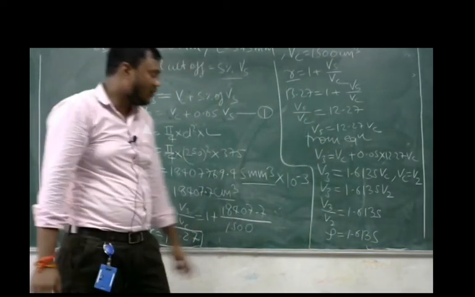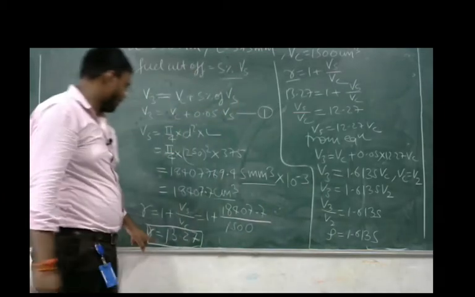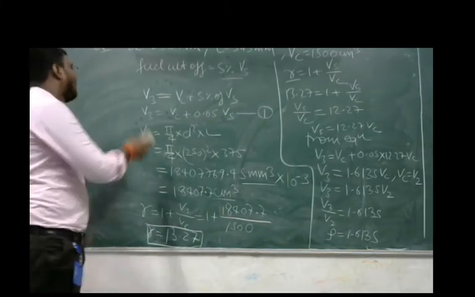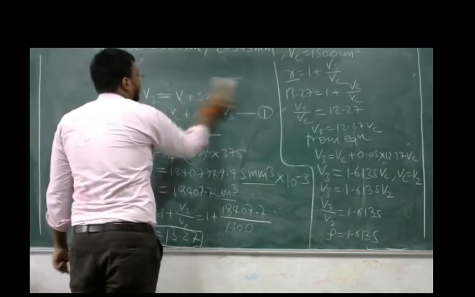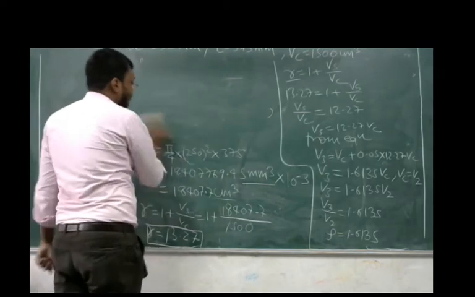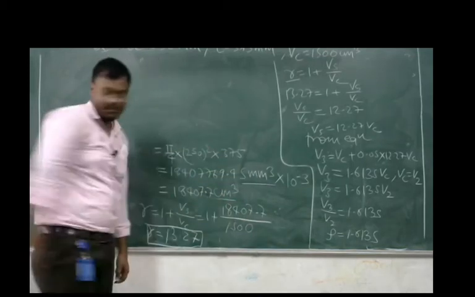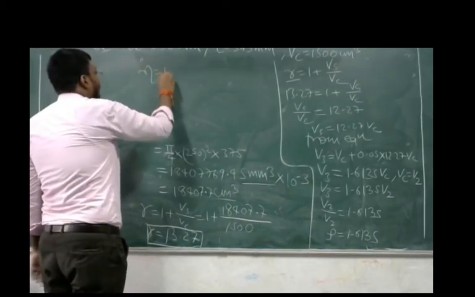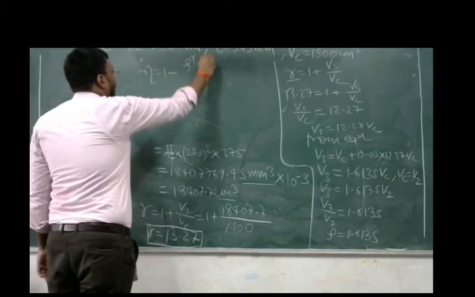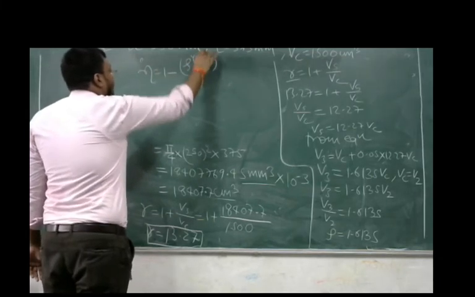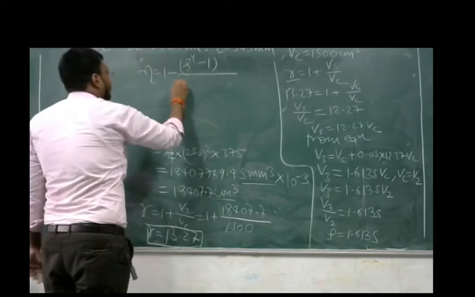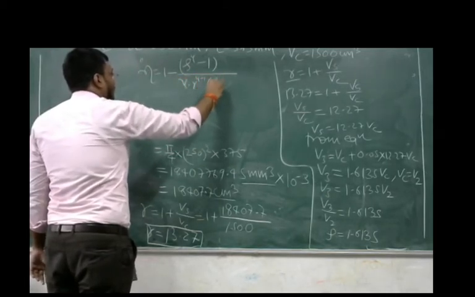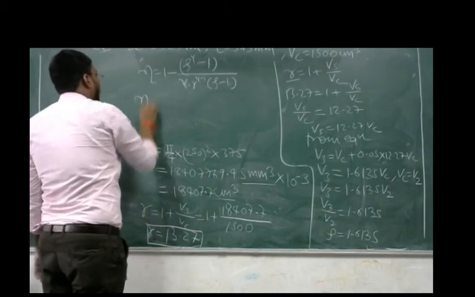Now we know the value of cutoff ratio rho and compression ratio r, and we also know the formula for efficiency of the diesel cycle. So we can easily calculate the efficiency. What is the formula for efficiency? Eta is equal to 1 minus rho to power gamma minus 1 divided by gamma into r to power gamma minus 1 within bracket rho minus 1. This is the formula. Put all the values.